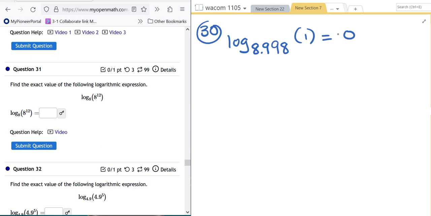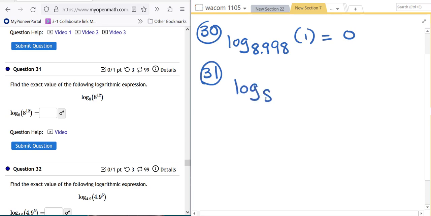This one uses the property we were using a while ago. It's just already set up for you. So the log base 8 of 8 to the 12. They put the 12 inside, but it doesn't matter if it's inside or outside. These are the same. The answer is 12. No work.